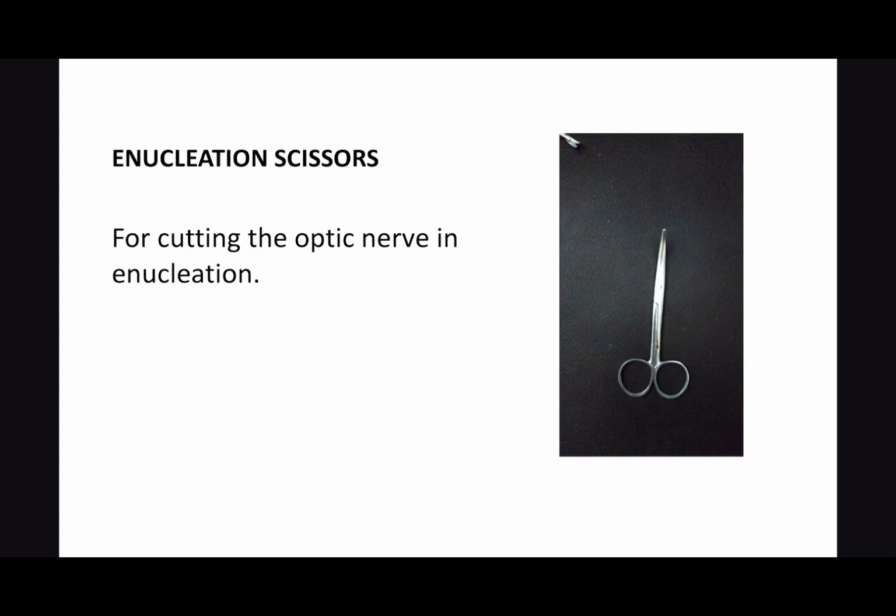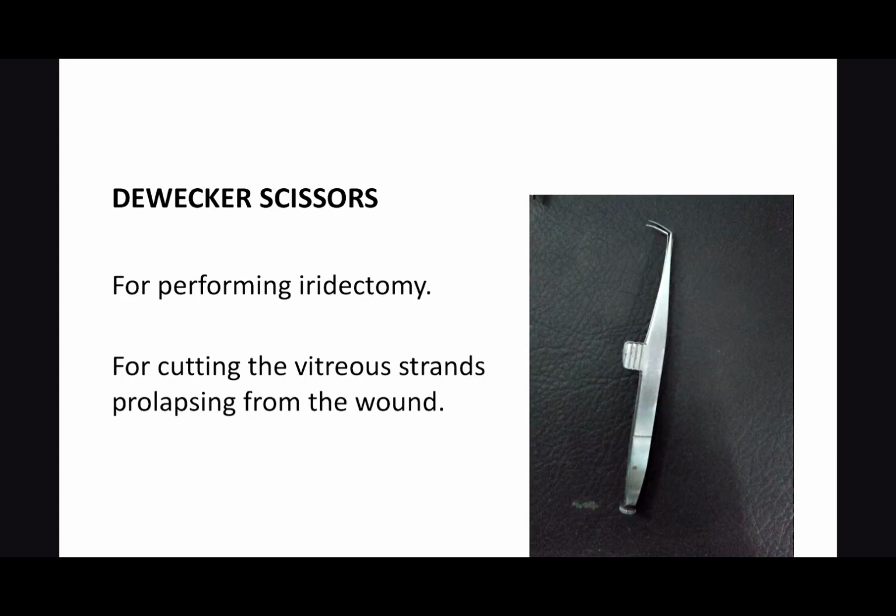This is an enucleation scissor. It is big in size and has a curved end for cutting the optic nerve in enucleation. This instrument looks like a forceps but it is a scissor, and it has an identifying feature, that is a D-like projection. That's why it is called the D-Wecker's scissors. It is used for performing iridectomy and for cutting the vitreous strand prolapsing from the wound.